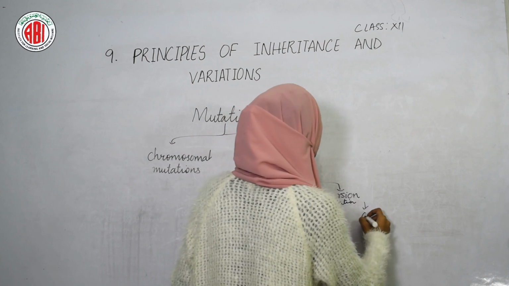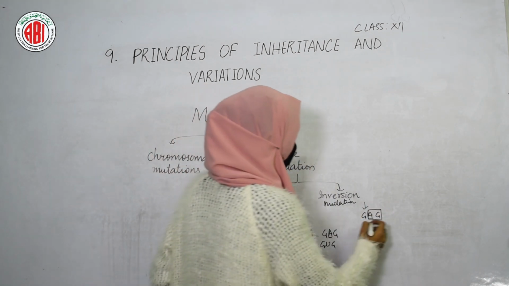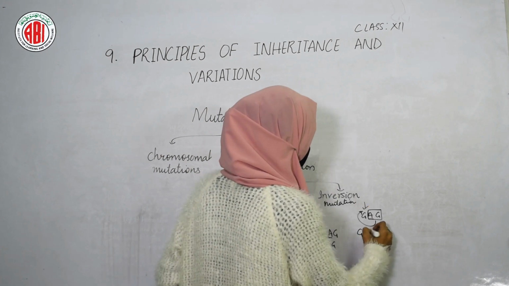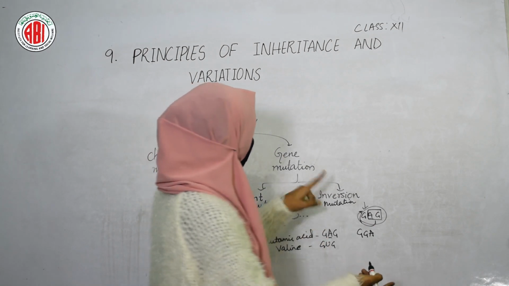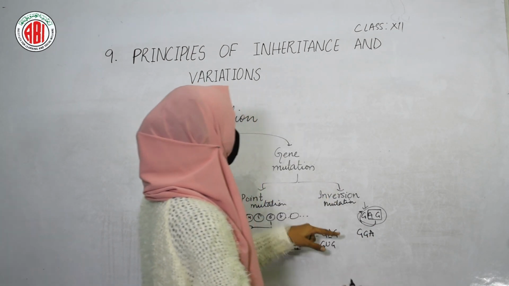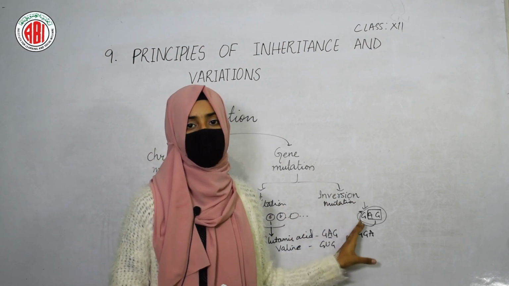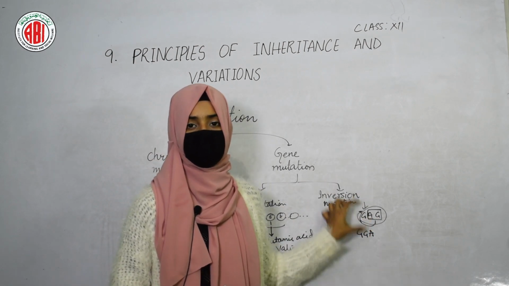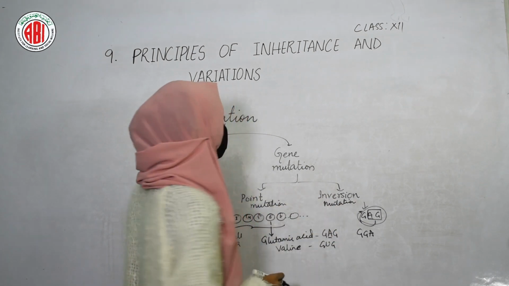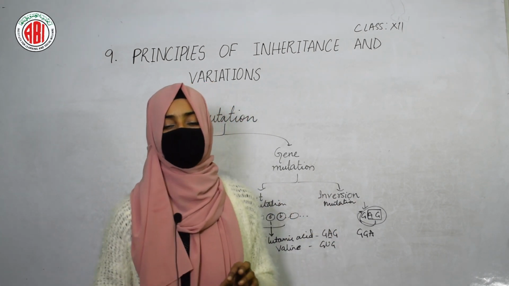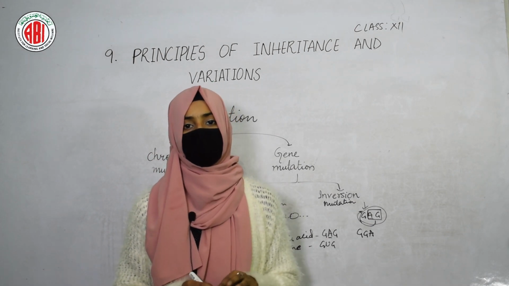In inversion mutation, two bases in a gene code are flipped. GAG becomes GGA. So GAG is a code that codes for one amino acid and GGA is a code that codes for another amino acid. In this way, the flipping of the nitrogen bases in the gene code results in inversion mutation. So mutations are nothing but changes that occur in the DNA sequence or in the genetic structure of the organisms.